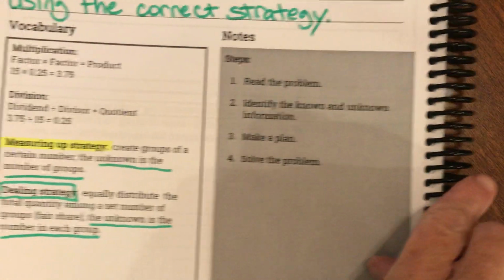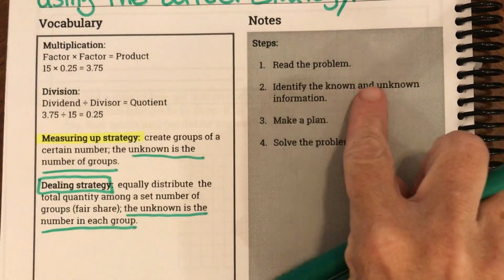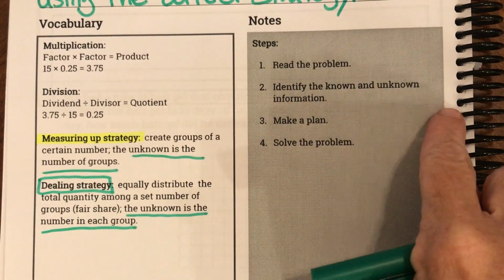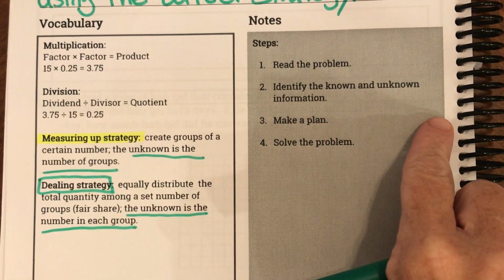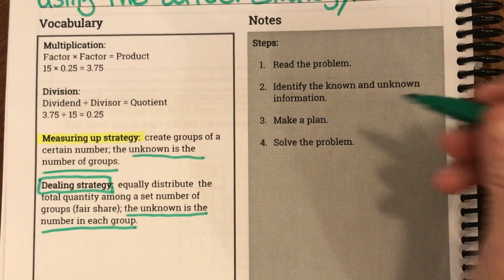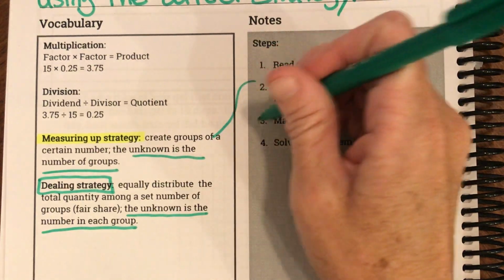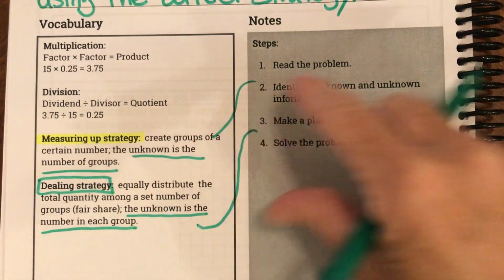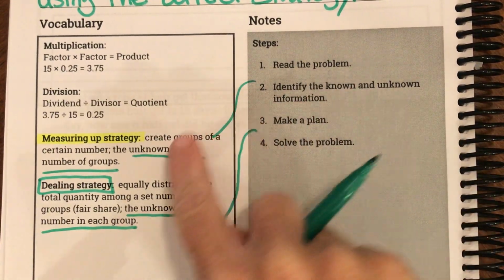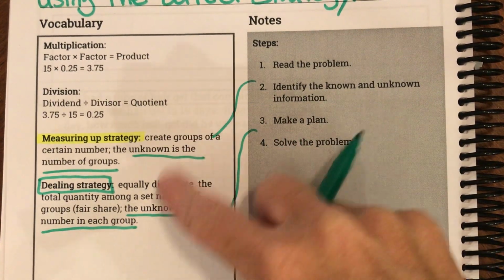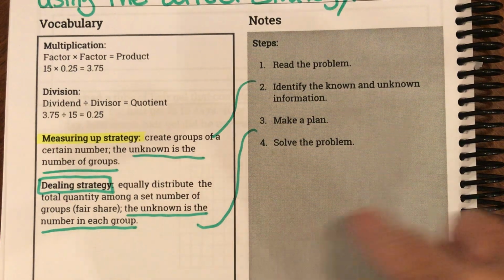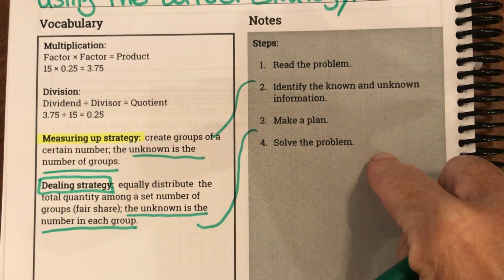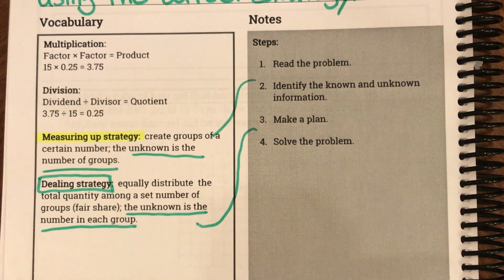Our steps today say we're going to read the problem, identify the known and unknown information, and then make a plan. So steps 2 and 3 are going to be based on this. You're going to say, what do I know and not know? And then your plan's going to be one of these strategies. And then you're going to solve the problem. Okay, so I'm going to get started on mine.